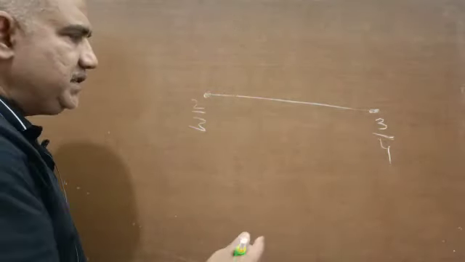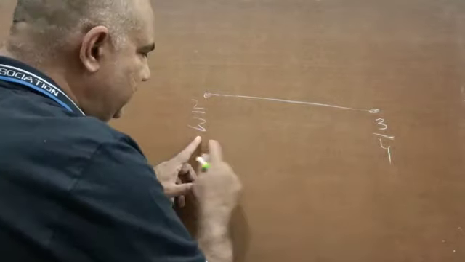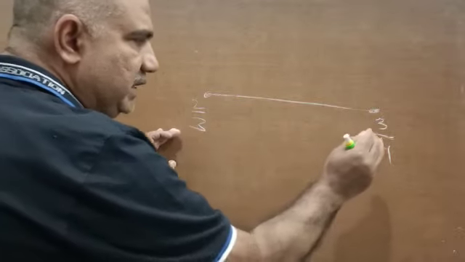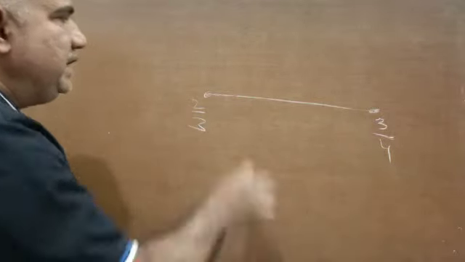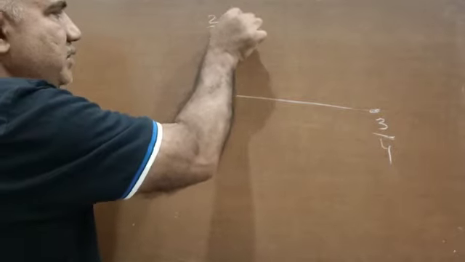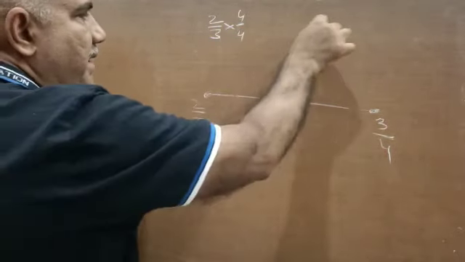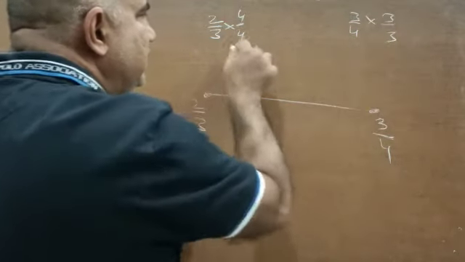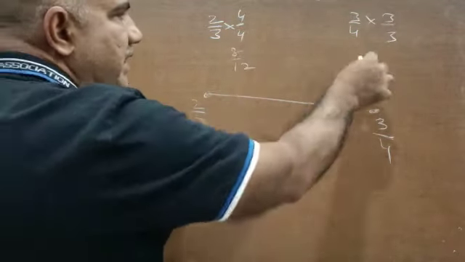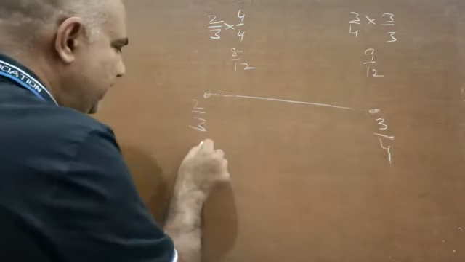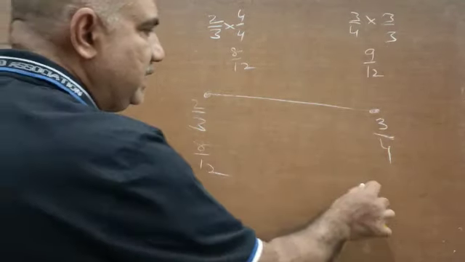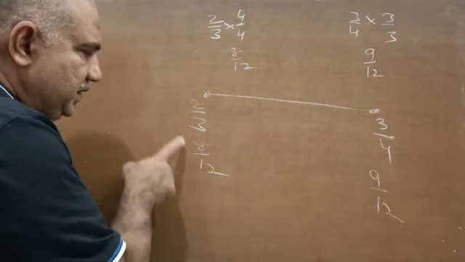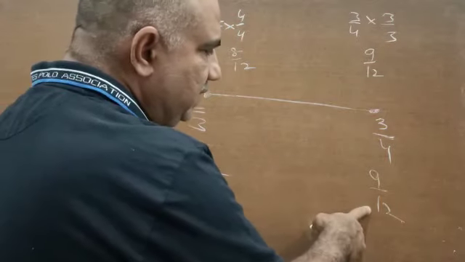So by that you can take the LCM of 3 and 4 and ensure that this is made 12 and that is made 12. To make 2 by 3 as 12 you can write 4 by 4, and to make 3 by 4 as 12 you can write 3 by 3. This becomes 8 by 12 and that becomes 9 by 12. If you cancel out, 4 twos are 8, 4 threes are 12, this is 2 by 3 still, and that is 3 by 4 still.